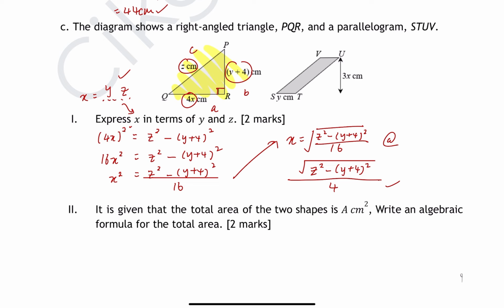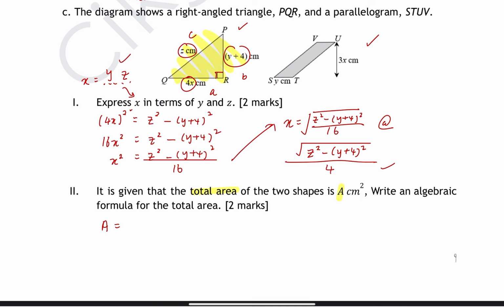Okay, then it is given that the total area of the two shapes is A square centimeter. Write an algebraic formula for the total area. So this is your right angle triangle, this is a parallelogram. When you have added these two together, you will have the total area of A. So A equals to, formula of you calculating your right angle triangle is half, multiply the base, multiply the height. So you are having 1 over 2 times 4x times y plus 4 plus, for parallelogram basically is the base times height. So you have y multiplied with 3x.